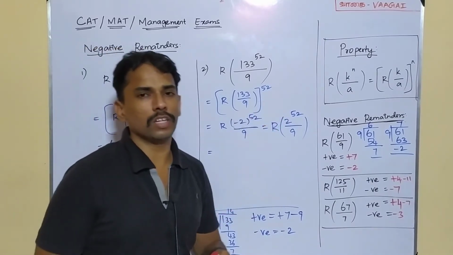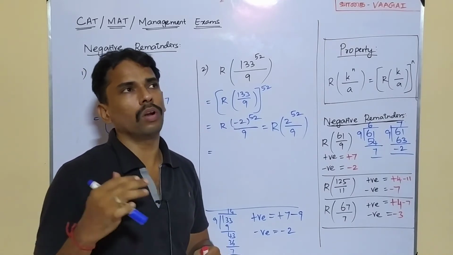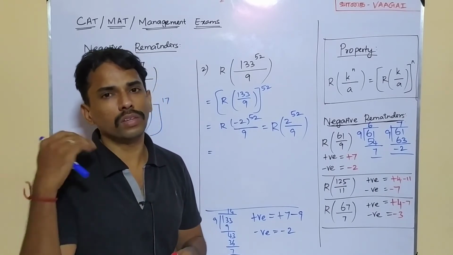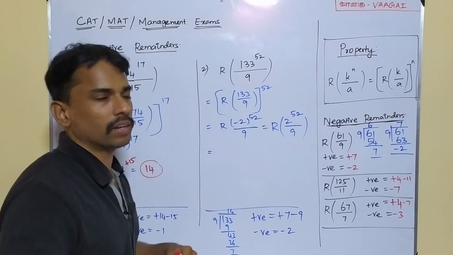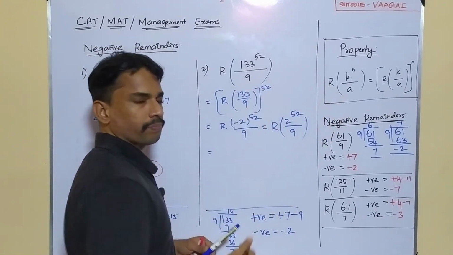So go for 2's power as usual. 2 power 1 will be 2. 2 power 2 will be 4. We are getting closer. 2 power 3 will be 8, right? So this 8 is much closer to this 9. So what now I can try to do is I can collect as many 2 power 3's from this 52.